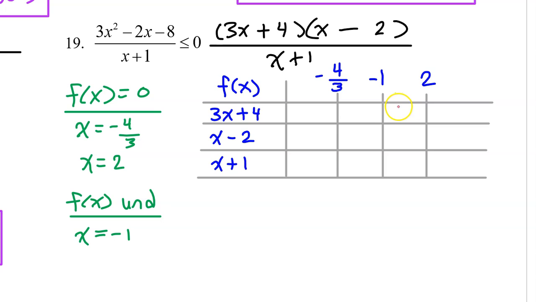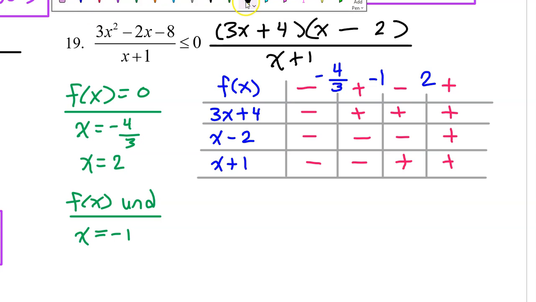Set up your sign chart like this. 3x plus 4 gave us the 0 of negative 4 over 3. It will be negative to the left, positive to the right. X minus 2 gave us the 2. It will be negative to the left, positive to the right. X plus 1 gave us the negative 1. It will be negative to the left, positive to the right. F of x will be negative in the first interval because of the odd number of negatives, and it will be positive in the next interval, negative and positive.